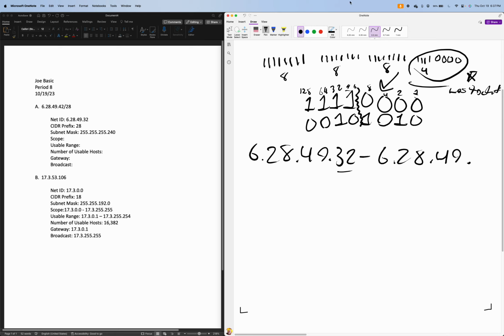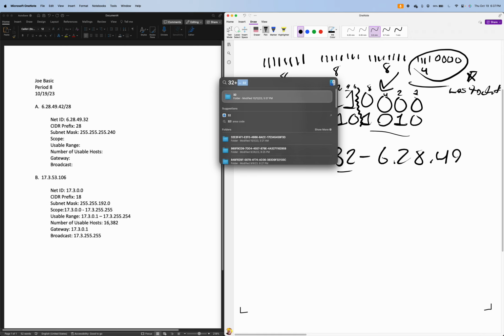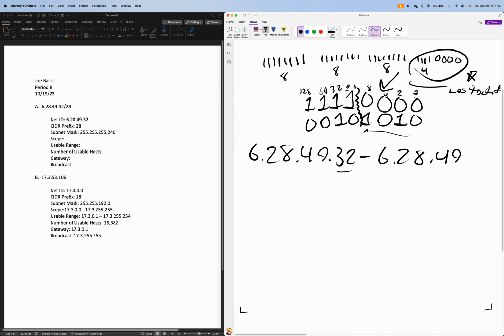So we do 6.28.49, but now, since you see how this is 32, and all these are zeros, now we're going to make all these ones. So it's 32 plus 8 plus 4 plus 2 plus 1. So you do 32 plus 8 plus 4 plus 2 plus 1, which gives you 47. If you make all these ones, that would be 47. I don't know my sevens like that.